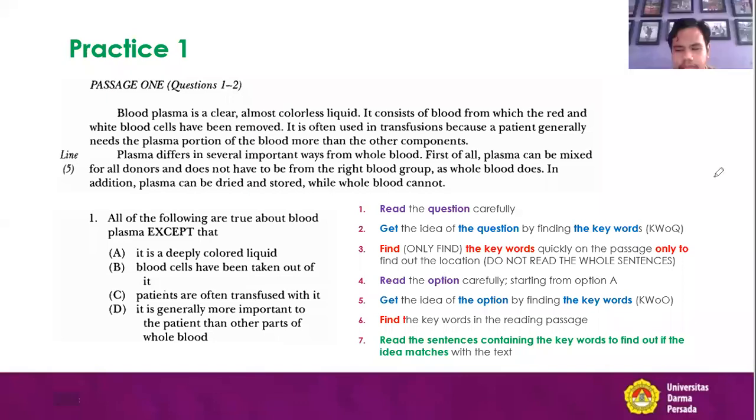Pak, jika jawaban kita sudah benar, apakah perlu mengecek yang lainnya? Okay, very good question, Raihan. In my opinion, if you are sure that is the answer, you don't need to read the other options. Is that clear, Raihan?